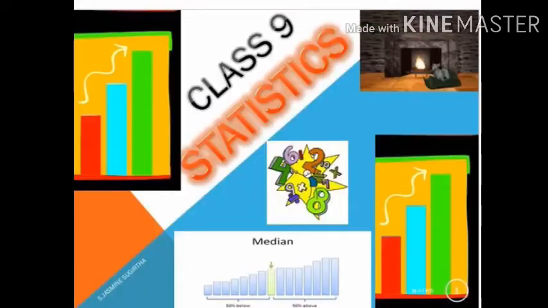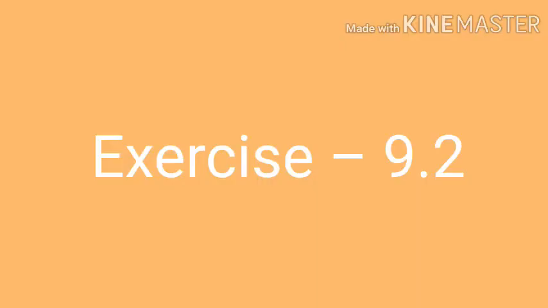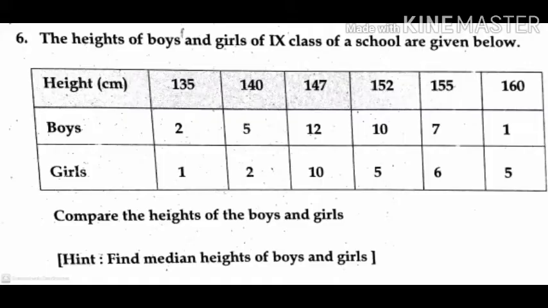In this session, we are going to discuss exercise 9.2 problems related to chapter 9, statistics. Let us discuss exercise 9.2 problems. Sixth question. The heights of boys and girls of ninth class of a school are given below. Compare the heights of the boys and girls.